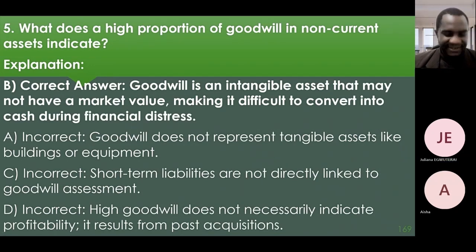The answer is B. I like this. So they both failed it. So goodwill is an asset that may not have a market value, making it difficult to convert into cash during financial distress. Exactly. So one of the challenges is valuation. How do you value goodwill? And that's what we spoke about. It's not like an asset you buy, it's something you develop over time. So how do you value it?